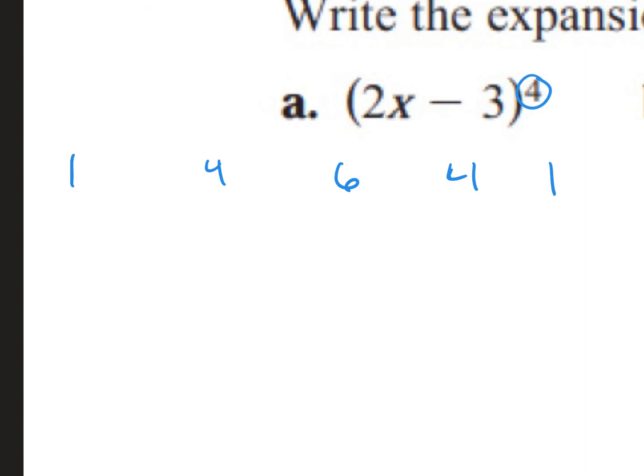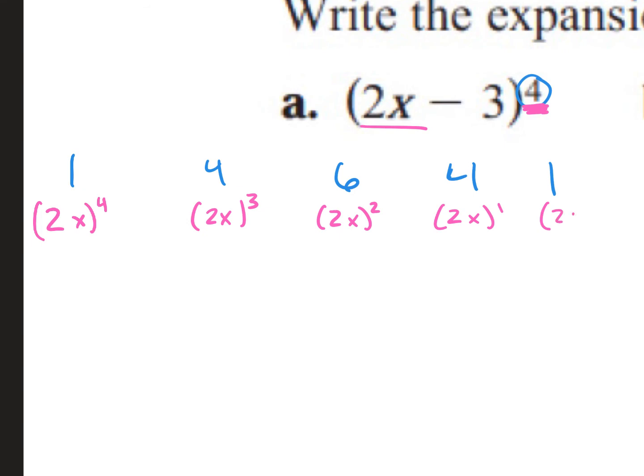Now what's our first term in our binomial? 2x. So I'm going to start with 2x. And what's my degree going to be on that 2x? Fourth power, because my degree overall is 4. So fourth power, what's the next one going to have? Cubed. Then 2x squared. So it just decreases from there, 2x to the first power, and then 2x to the power of 0.